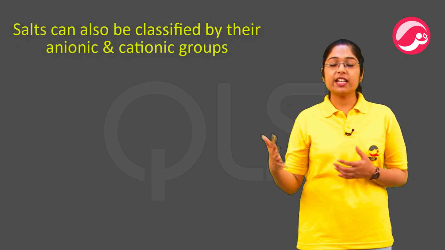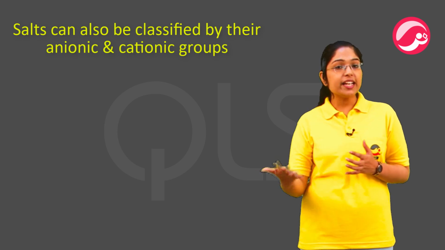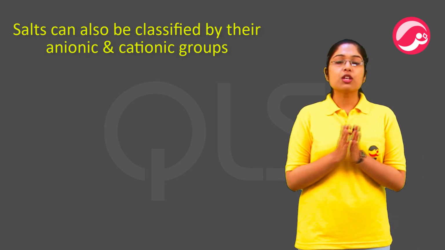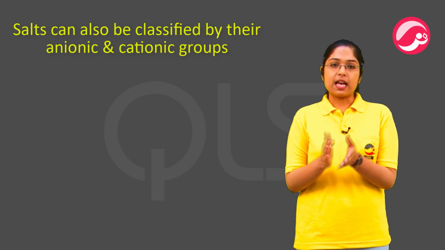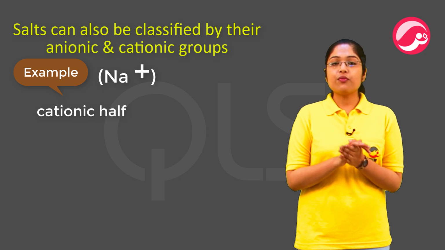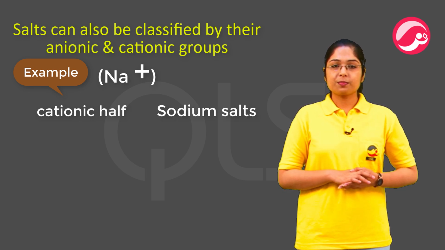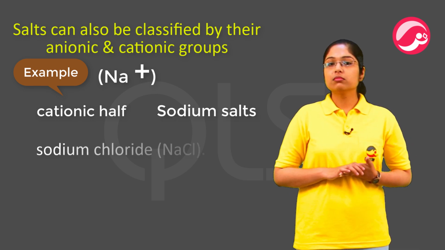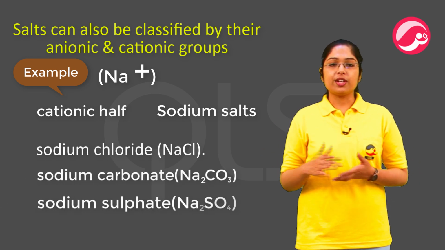Salts में किस तरह का anionic group present है, salt में किस तरह का cationic group present है, हम इसके basis पे भी salt को classify कर सकते हैं. For example, the salts having sodium ion as its cationic half are placed in the family of sodium salts like sodium chloride, sodium carbonate, sodium sulfate.